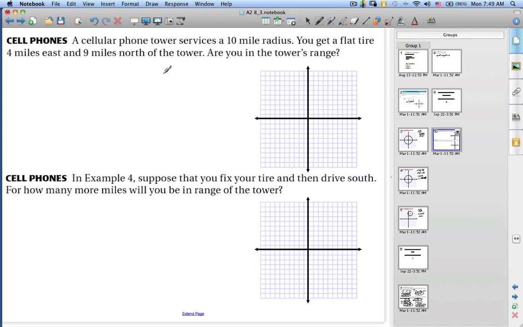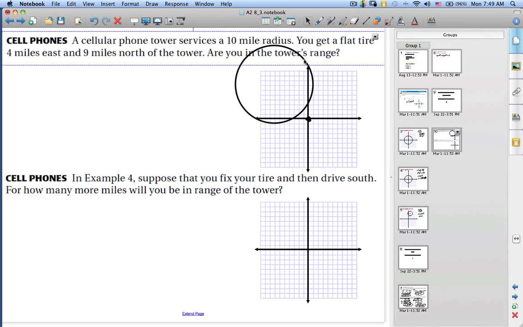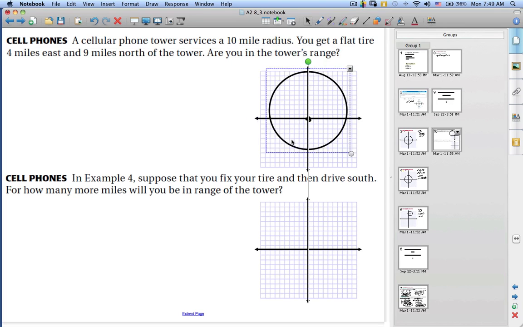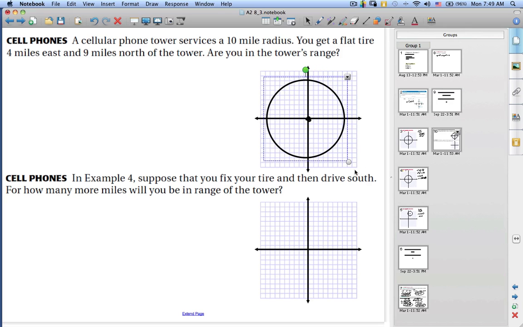Okay, so a cellular phone tower services a 10-mile radius. I get a flat tire 4 miles east and 9 miles north of the tower. Am I in the tower's range? So one of the things I could look at, if I'm going to graph this, if we say this is where the cell tower is at the origin, and then we think about my circle. Now I happen to know that my grid goes 10 up, 10 down, so I know that it's basically the full size of this.